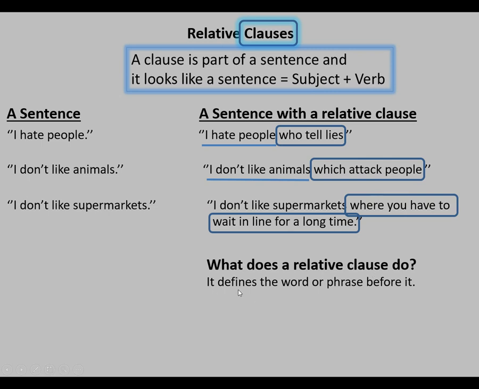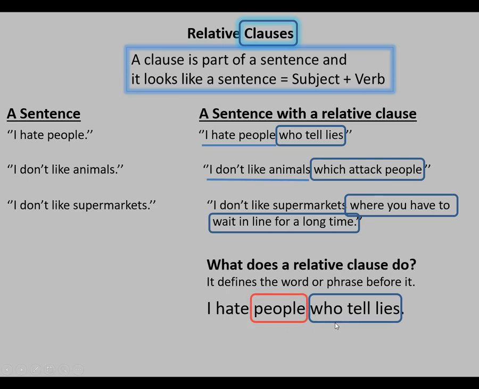A relative clause defines the word or phrase before it. Let's look at this example again. I hate people who tell lies. Who tell lies is a relative clause, and it defines the word or phrase before it. What is the word or phrase before it? This, people. So it defines the word people. It tells you this, which people.